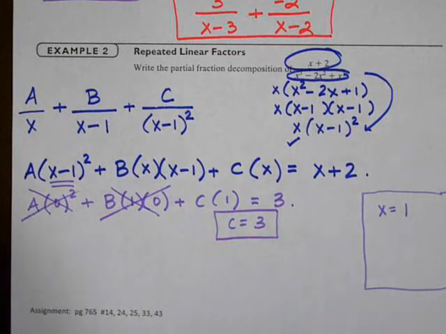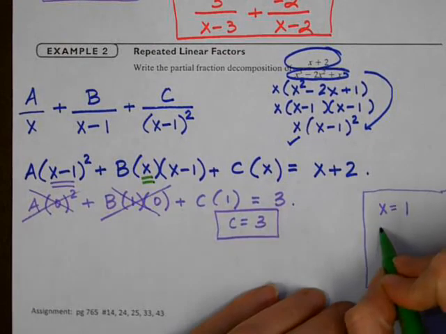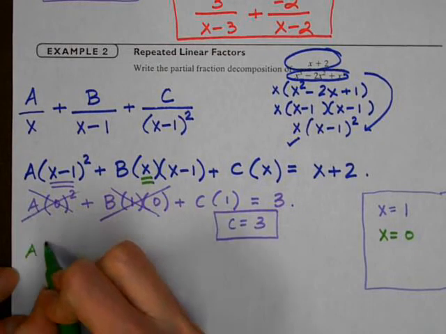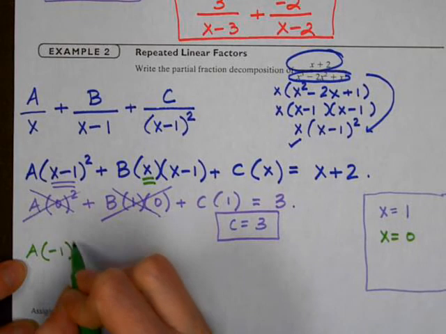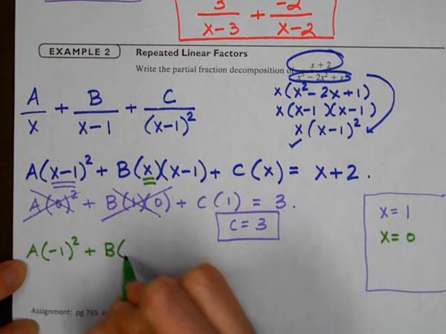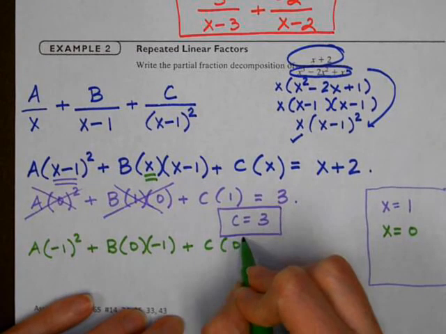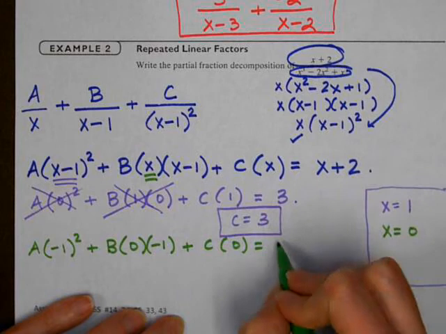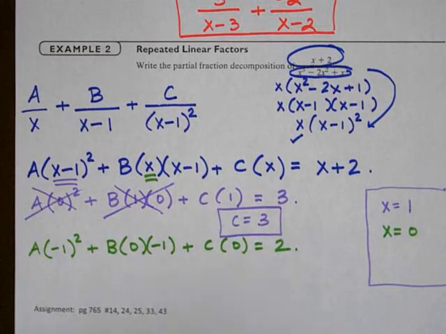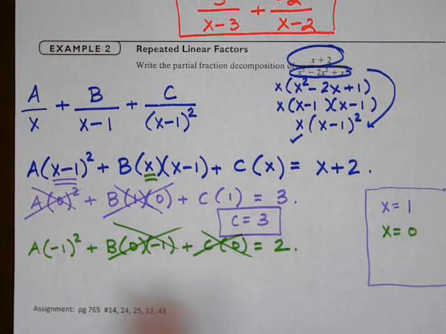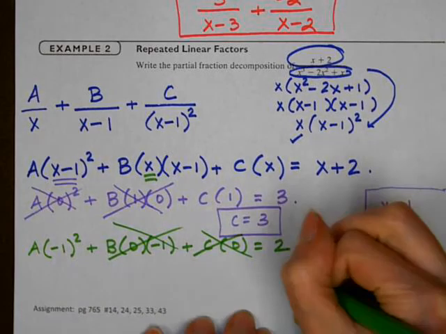All right, let's do it again. This time, let's plug in x equals 0, because that's going to make some stuff cancel. So if x is 0, you have a times negative 1 squared plus b times 0 times negative 1 plus c times 0 equals 0 plus 2, which is 2. Now again, anything with a 0 cancels. This time it's those two. And 2 divided by 1 would give us a equals 2.